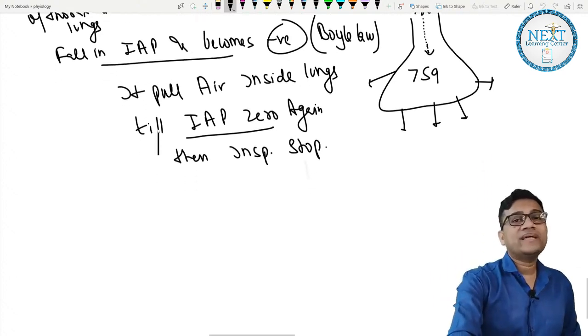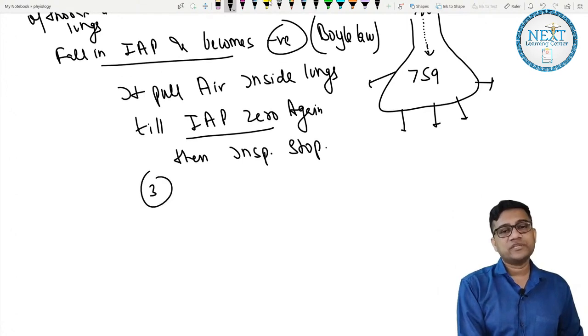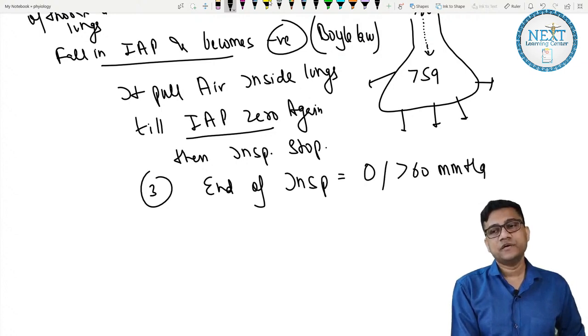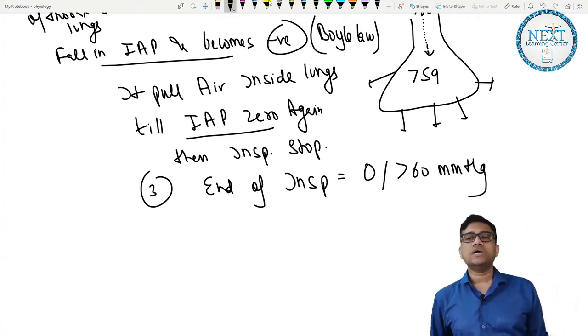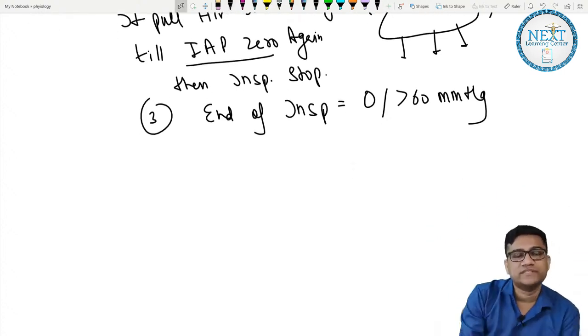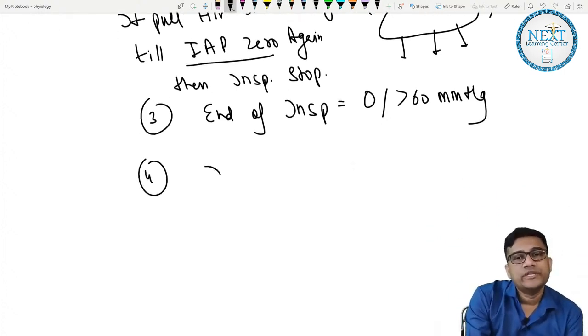So what is the value at the end of inspiration? Write number 3. At the end of inspiration, it is back to 0 or 760 mmHg. Easy. Number 4, during expiration.